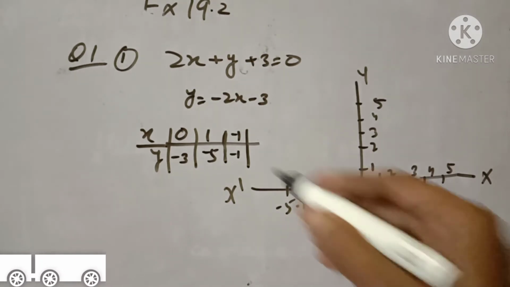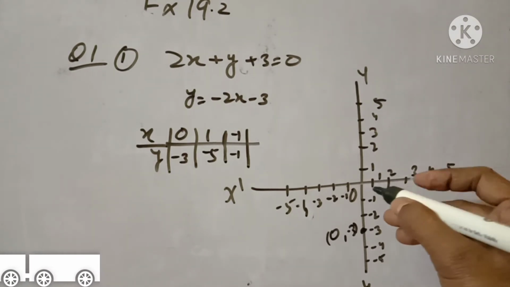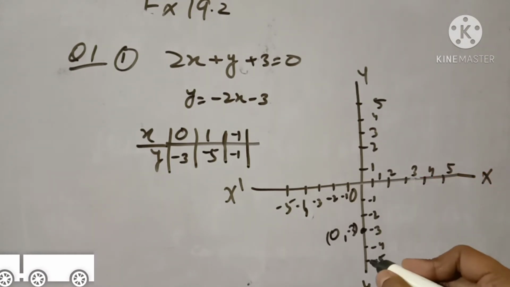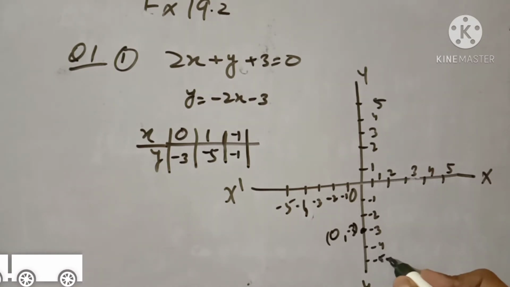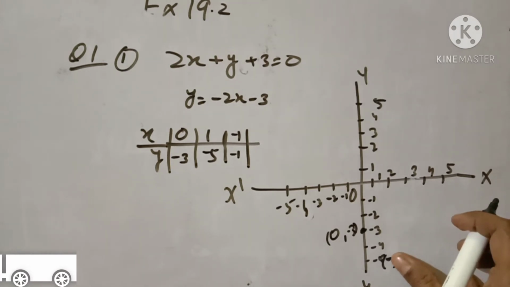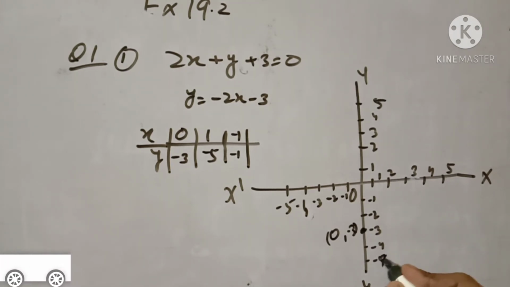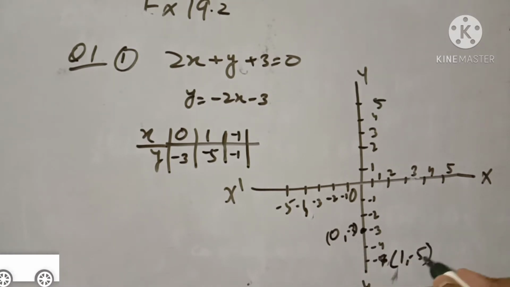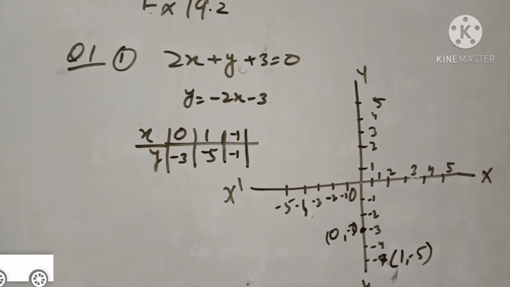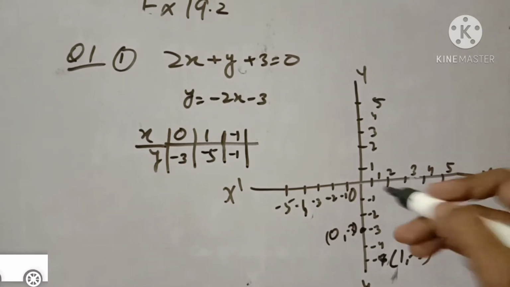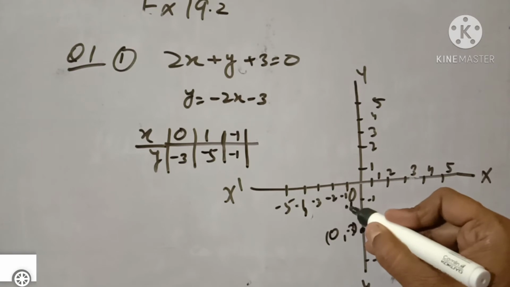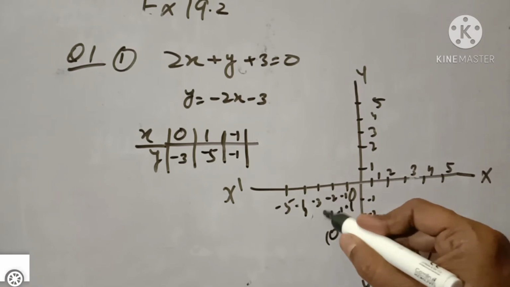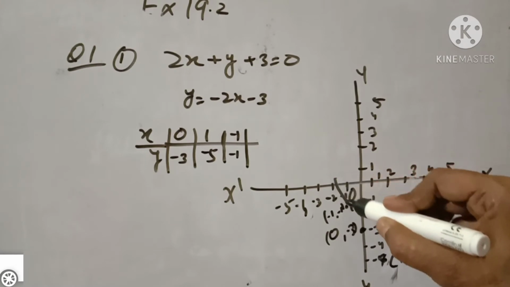Okay, now 1 and minus 5, it will come here only. This point will come here only. 1 and minus 5. Then the next point is coming. Now the third point is minus 1 and minus 1, here only. Minus 1 and minus 1. So now join these.